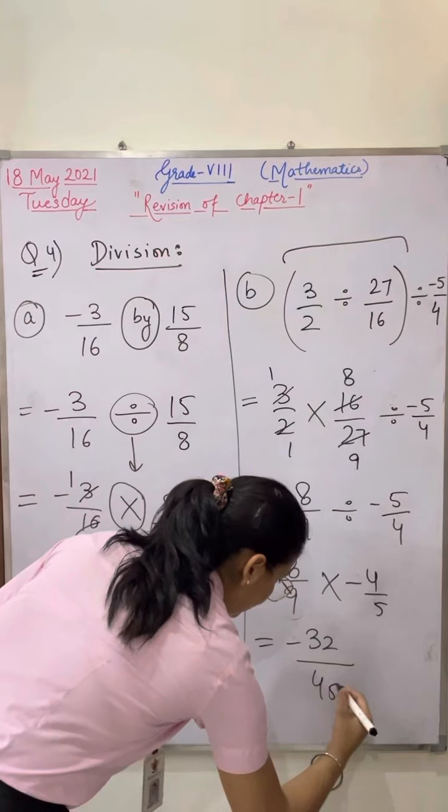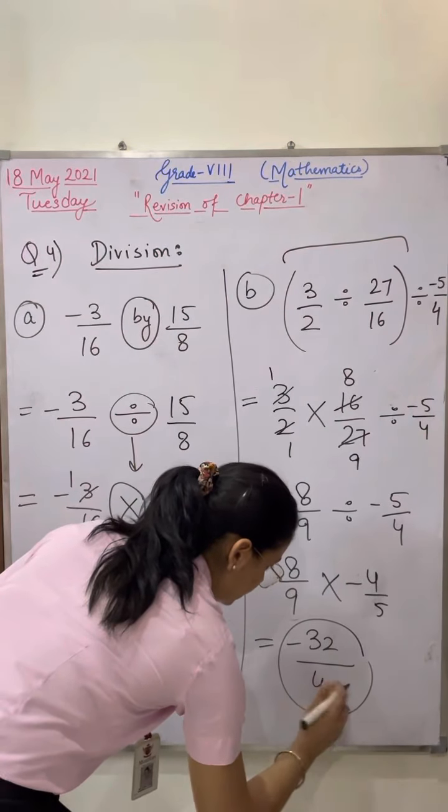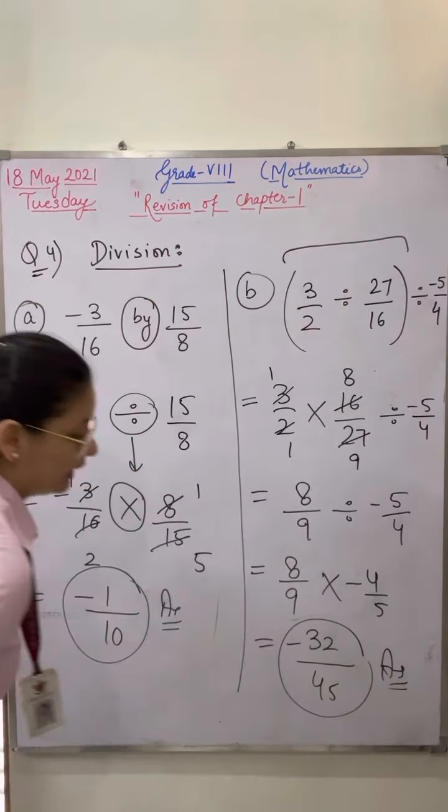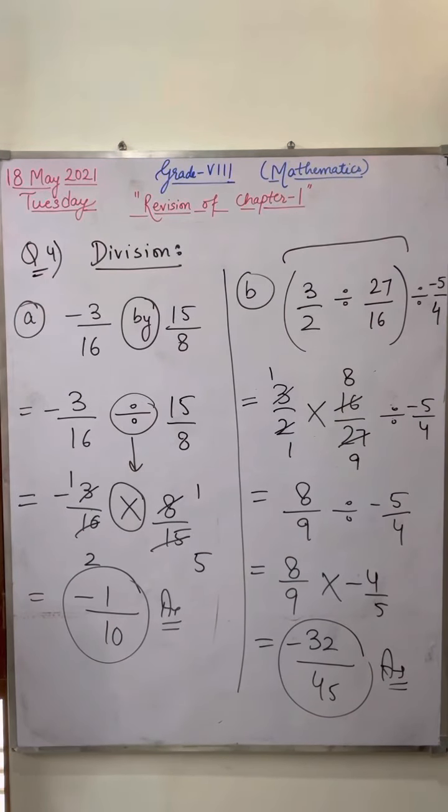45. Very good. Please mute yourself, Aniket. Okay, ma'am. This is the correct answer. Okay? Yuvansh, please sit attentively in the class. I can observe everyone. Okay? Those who are solving, those who are listening.